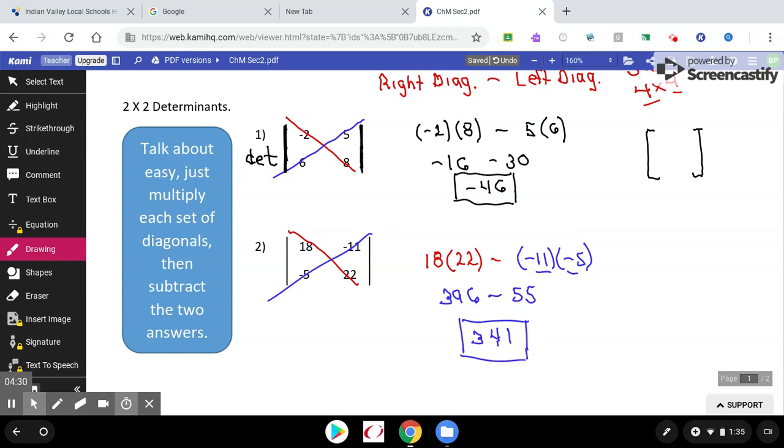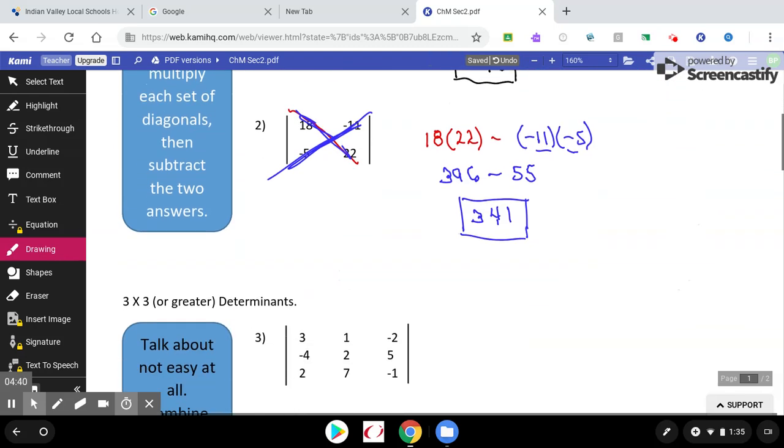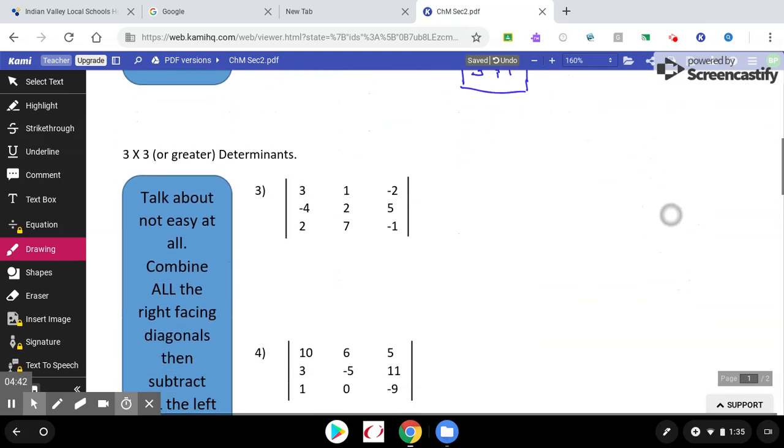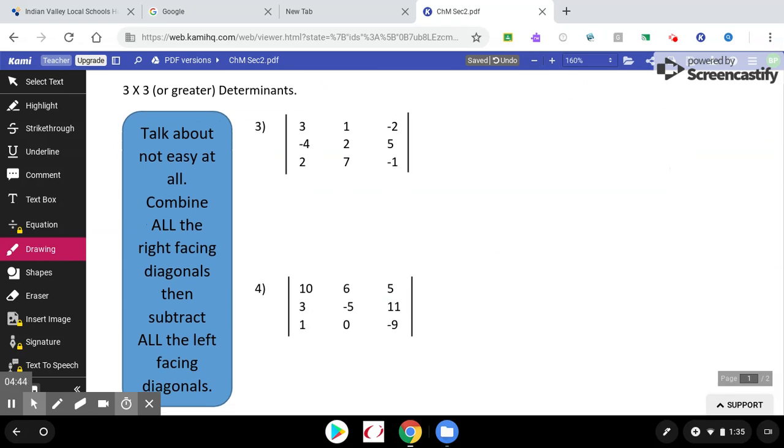So as you can see, a 2 by 2 matrix only has one diagonal going each way. We got a left diagonal, and we got a right diagonal. And those are easily done. So unfortunately, 3 by 3 matrices, not so much. Now here's what they mean by diagonal, though.